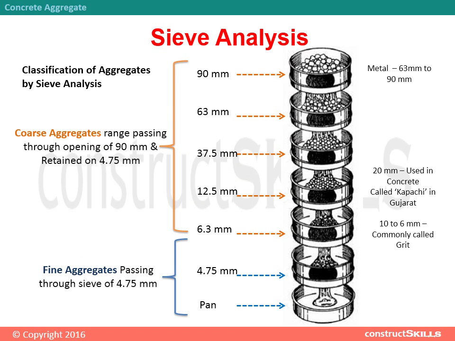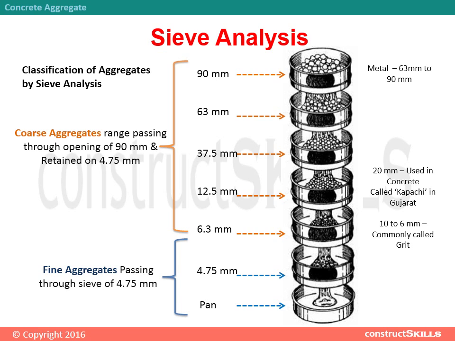Classification of aggregates by sieve analysis. Sieve analysis ensures a perfect aggregate mix. Coarse aggregates range from those passing through an opening of 90 mm and retained on 4.75 mm. 63 mm to 90 mm we usually call metal. 20 mm we call kapaki in Gujarati, and in North India we call GT according to the size. 10 to 6 mm is commonly called grit.